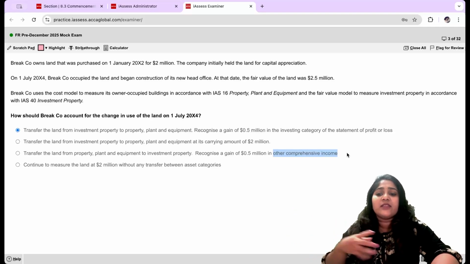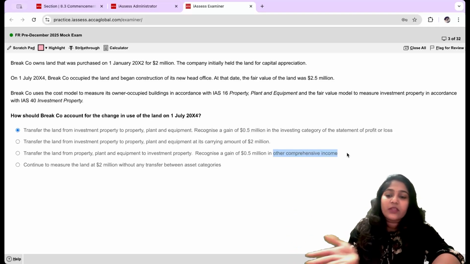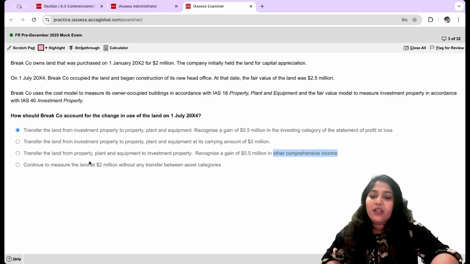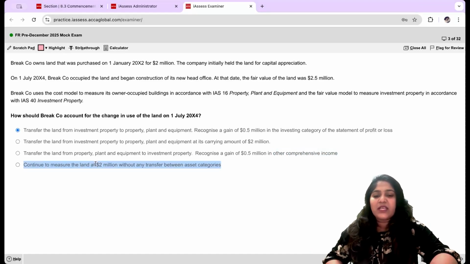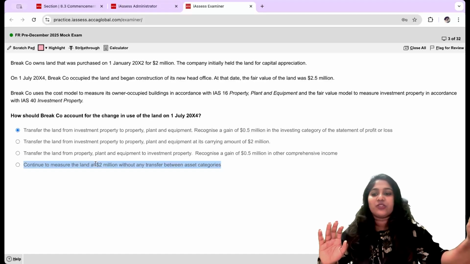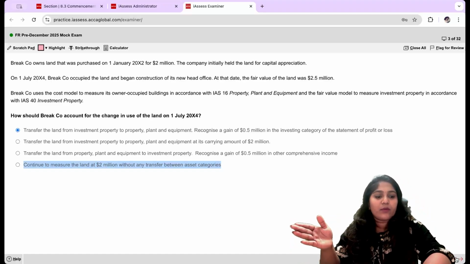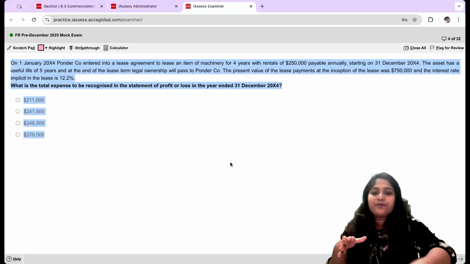It says other comprehensive income. There shouldn't be any mention of other comprehensive income at all, so that shouldn't be an answer. And we continue to measure the land at 2 million without any transfer between asset categories. No, we have to make changes. So technically the answer has to be option A. Right. Let's move to the next one.